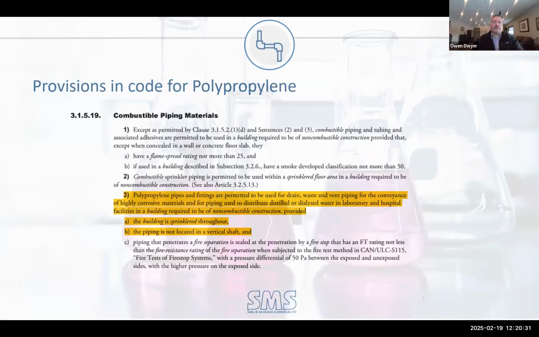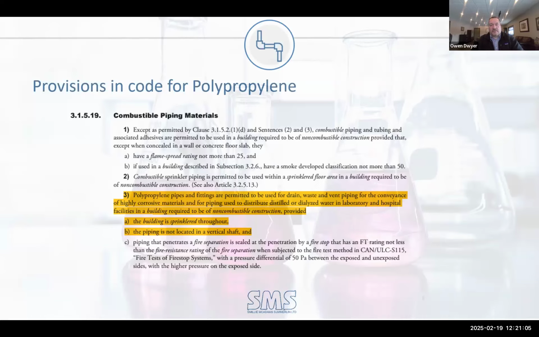non-combustible buildings. I don't know if you're familiar with System 15 and XFR on the PVC-DWV side. That's why you can't use ABS in a building that's classified as non-combustible, because it doesn't meet the flame spread rating. PVC does meet flame spread, polypropylene does not, but you can see here polypropylene pipes and fittings are permitted to be used for drain, waste, and vent for the piping of, for the conveyance of highly corrosive materials and for piping used to distribute distilled or dialyzed water. That's your pure water as well.